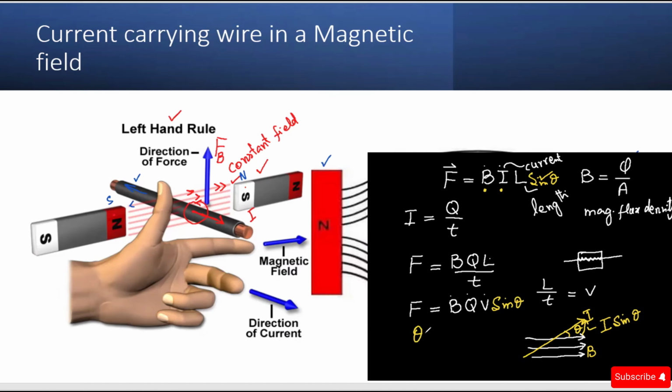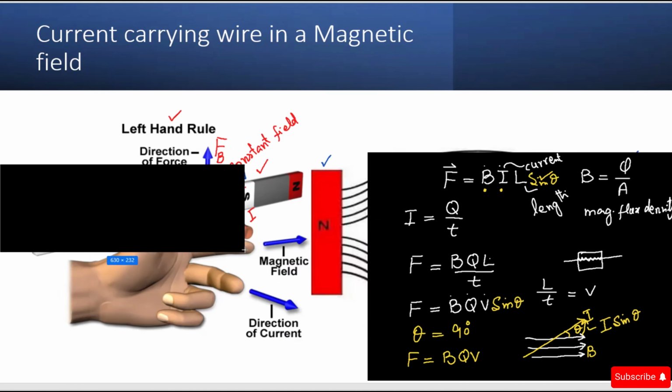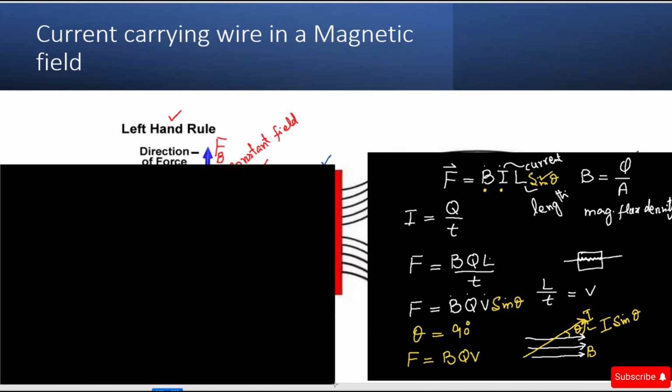What if this theta is equal to 90 degrees? Then our formula will be at max, F is equal to BQV. This is our equation of the force of the magnetic field on a current carrying wire. Now, let's understand a little more physics of this force using this formula.